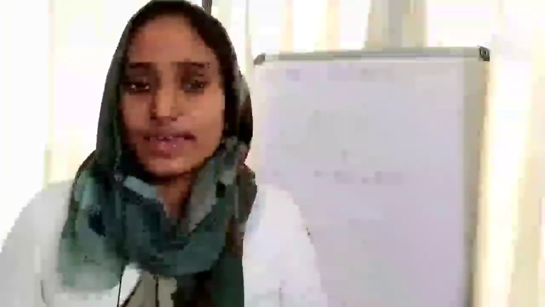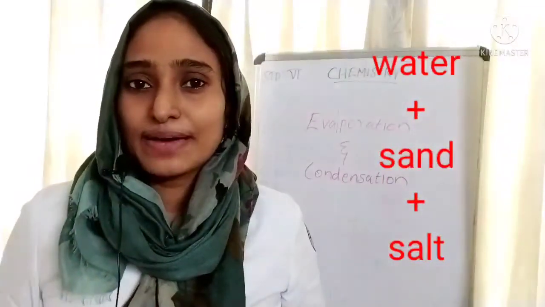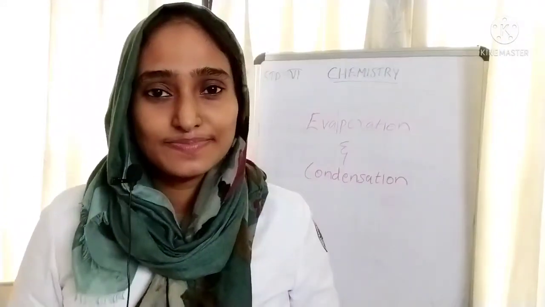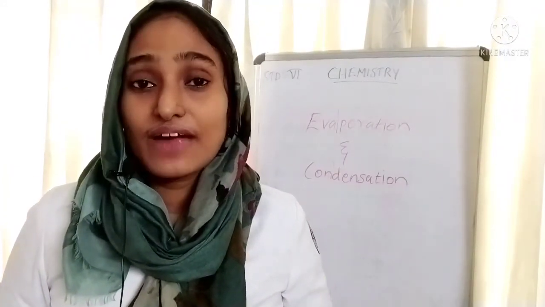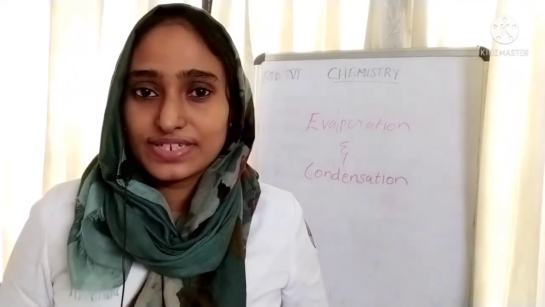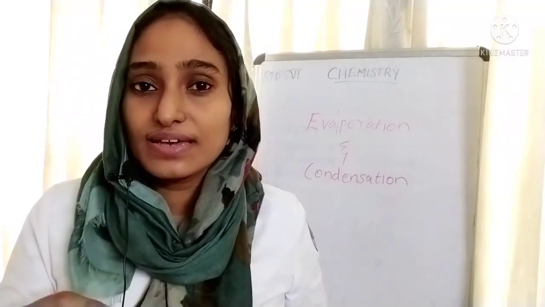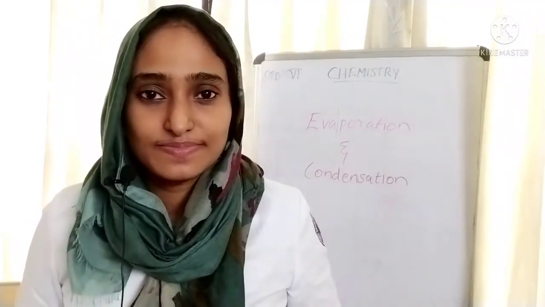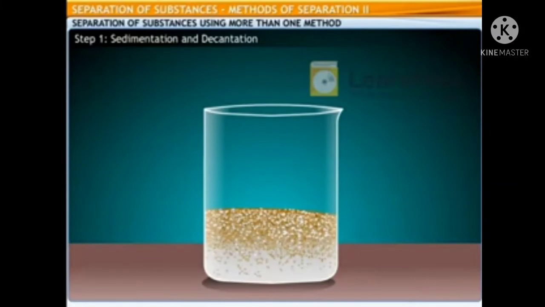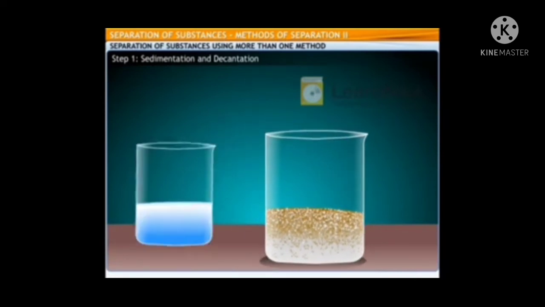Children, if you are given a mixture containing water, sand and salt, how can we separate the three components from one another? For this, we have to use more than one method of separation. So let's do an activity to see how we can separate the substances from their mixture by using more than one method of separation. First, we use sedimentation and decantation.